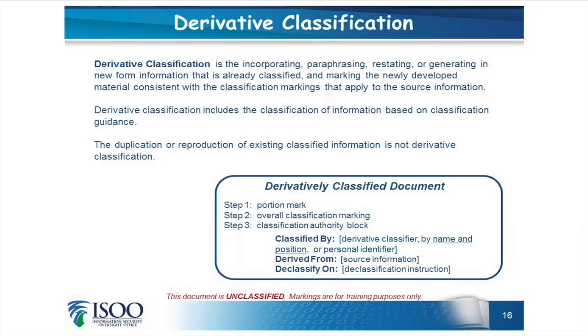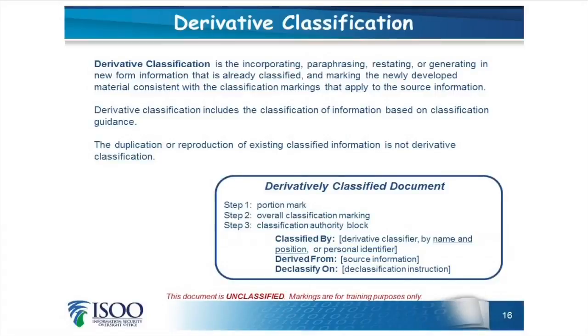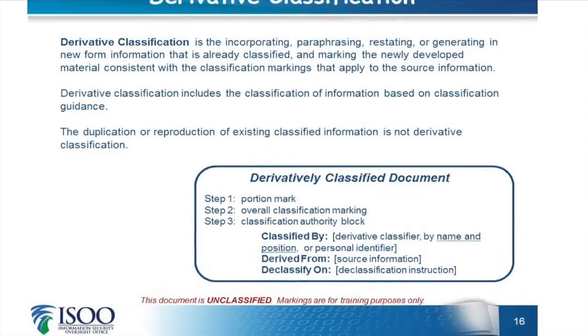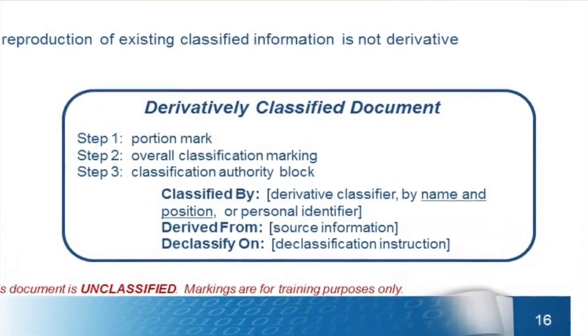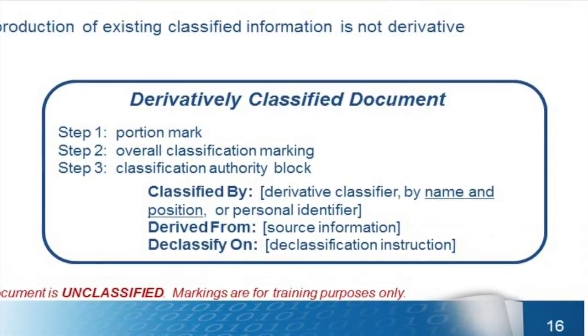Source documents for your derivative classification action include other documents or security classification guides. There are 3 steps to be taken when derivatively classifying a document. After you have created your document, the first step is to apply portion marks to every portion: title, subject, paragraphs, bullet points, pictures, maps, photos, etc.